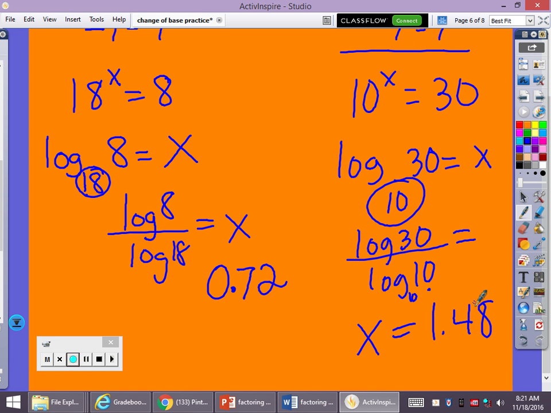Everyone okay? All right, on the back of your note sheet are some practice problems. Get to work.